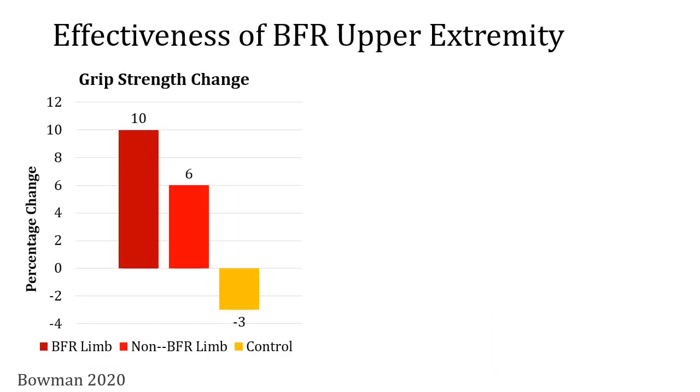So what did they find? So when we look at grip strength, you have the percentage change from baseline, and that's 10% improvement in the BFR limb. In the non-BFR limb, in the BFR group, you have a 6% improvement, and the controls lost 3% of their grip strength.